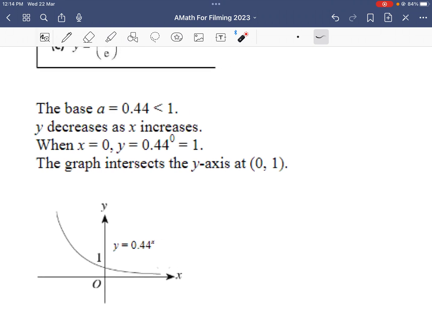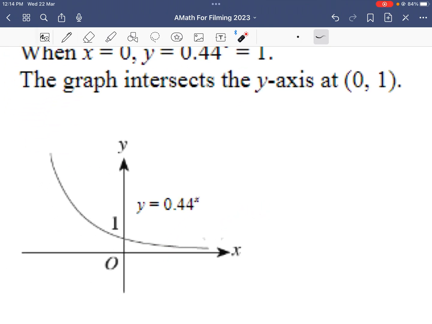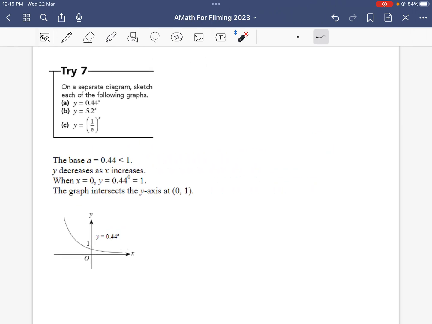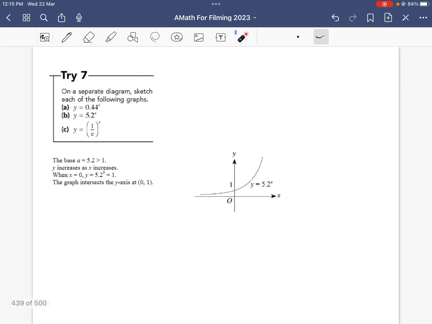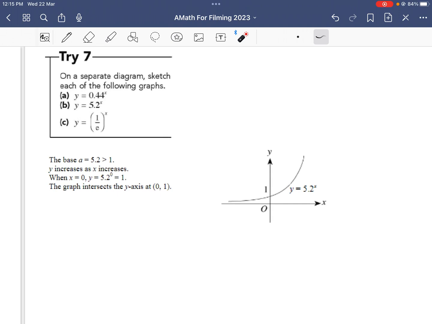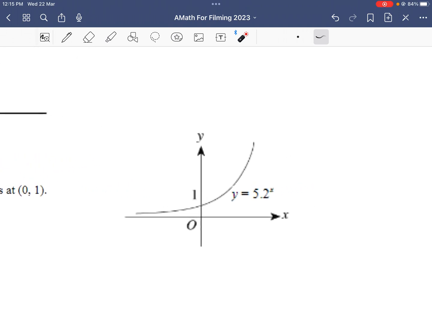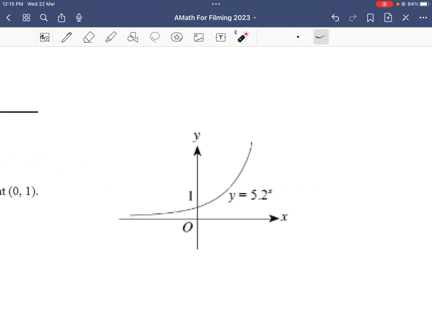For a, the base is 0.44 to the power of x. 0.44 is less than 1, hence exponential decay occurs, and the shape of the graph will look like this. I know I sound like a broken record, but it approaches but never touches the x-axis. For 7b, my base is 5.2, so since 5.2 is greater than 1 it leads to exponential growth. Again, notice that this portion here never touches the x-axis, and the vertical intercept is once again equal to 1.